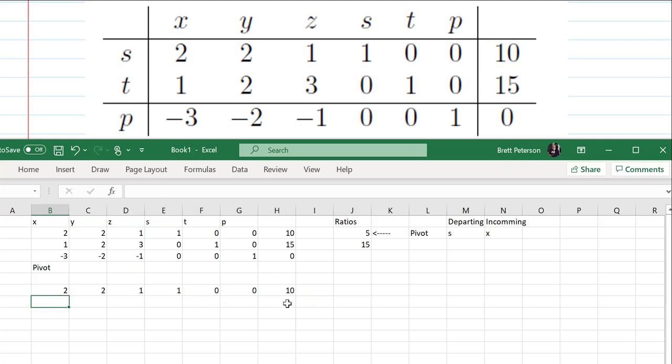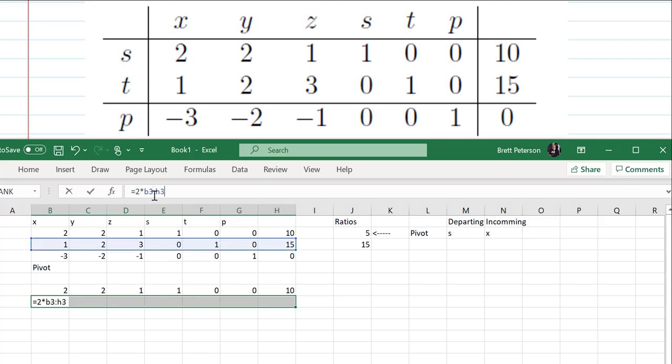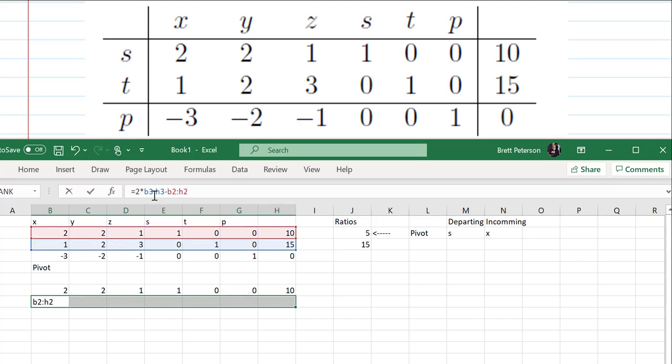Now we need to eliminate the 1 from our t column. So we're going to highlight our entire row, equals, and we're going to go 2 times our row 2, so that's going to be b3 through h3, and then we are going to subtract from it row 1, so that's going to be b2 through h2. Shift Control and press Enter.